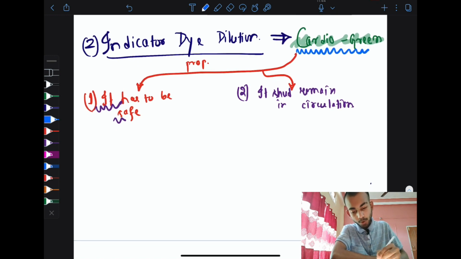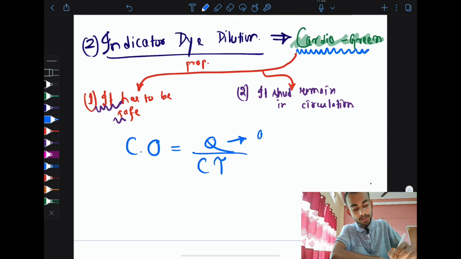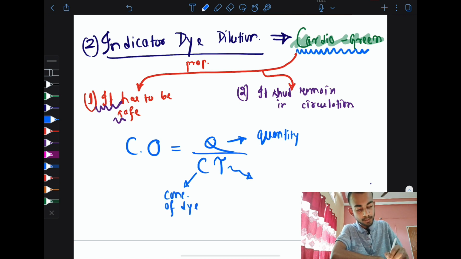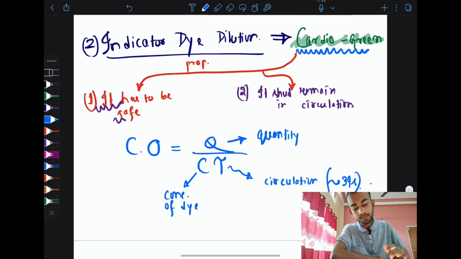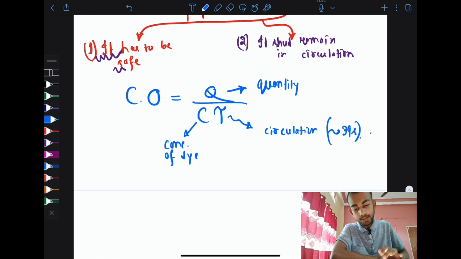Now let us talk about the formula for measurement of cardiac output using this indicator dye dilution method. This formula is CO equal to Q by CT, where Q is the quantity of dye injected, C is the concentration of the dye in our blood, and T is the circulation time, which is approximately equal to 39 seconds. Alright, so this was all about the indicator dye dilution method.